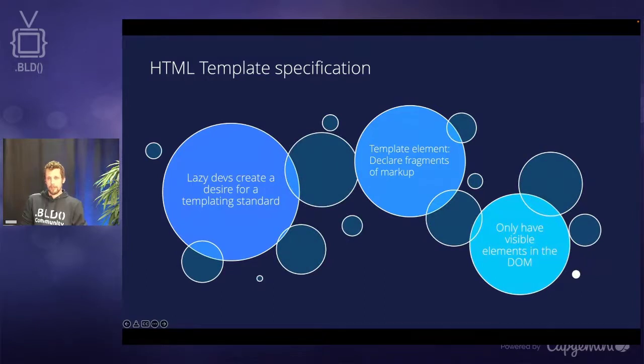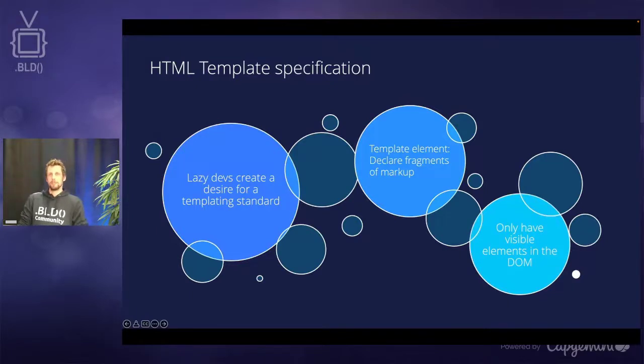Then over to the HTML template specification. The third specification that is part of the web component specification. All the big MVC frameworks, as I just mentioned, like Angular, React, Vue, they implement some form of templating for the rendering of their views. However, they all do it in a slightly different way. Well, since most developers are as lazy as possible, there was a desire for a standard for reusing pieces of HTML. This is where the template element from the HTML template spec comes in.